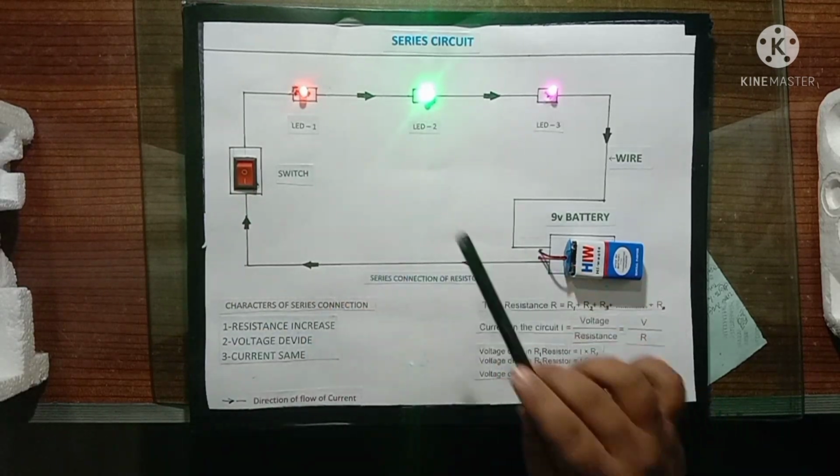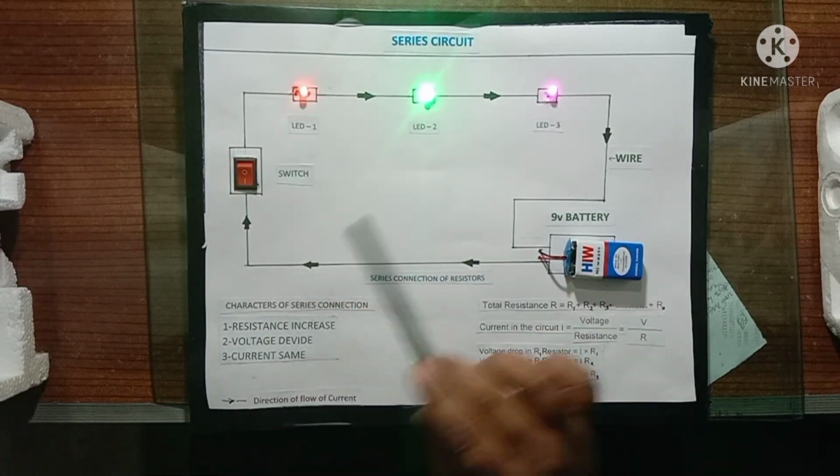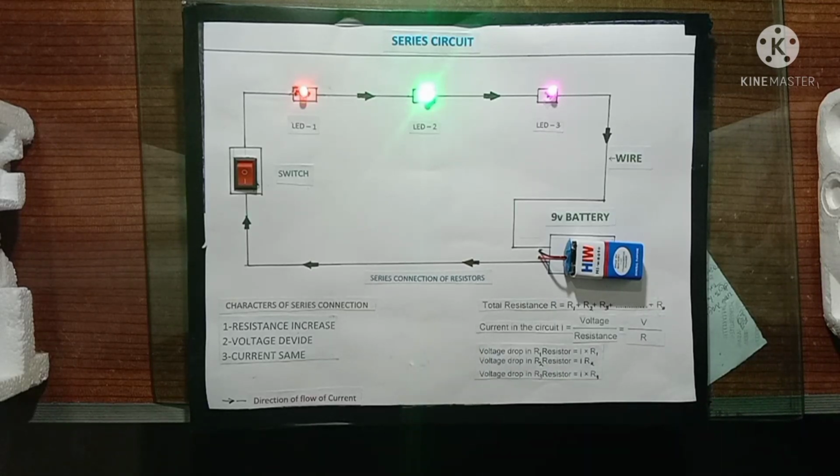This is a complete model of series circuit. Today we have discussed what is series connection of resistors, what are the characteristics of series connections, and what are the formulas for finding total resistance, current in the circuit, and voltage drop in each resistor.